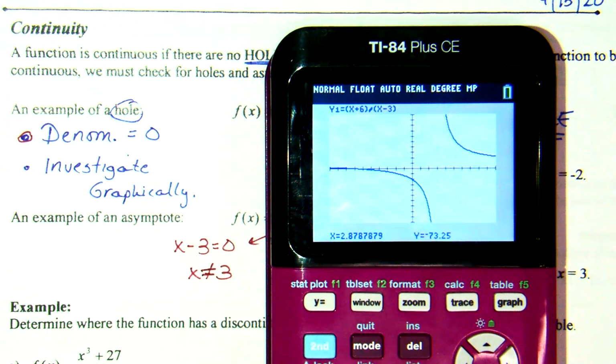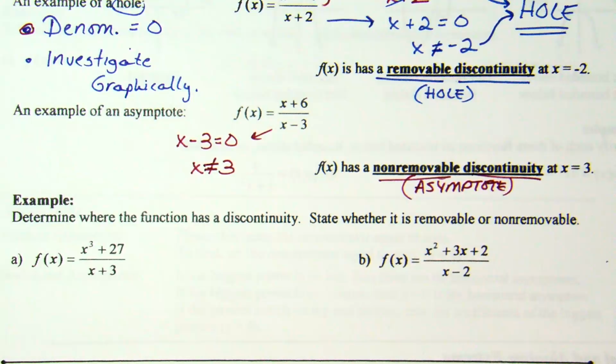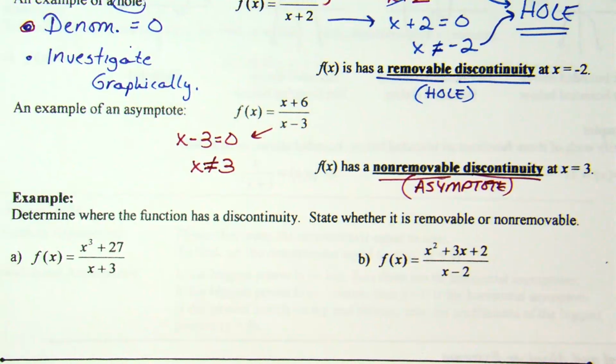Okay? So questions there? Got the idea? Okay. Let's look at these two examples about asymptotes and holes. I should say discontinuities, sorry. Determine where the function has a discontinuity. It says determine where, and then state whether it's removable or non-removable. So how are we going to determine where this has a discontinuity?